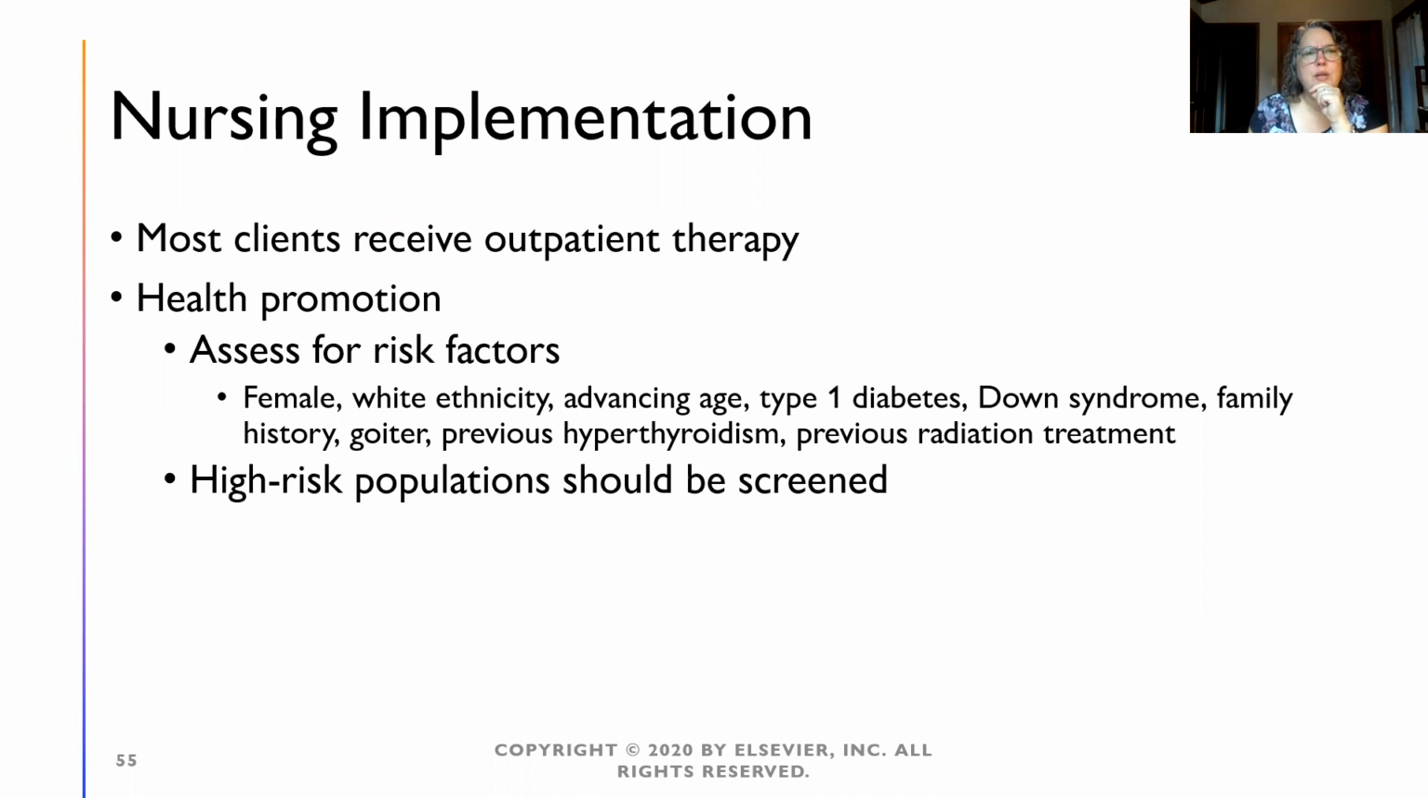So health promotion, we're going to be assessing for risk factors. Risk factors include being female, white, advancing age, like I had said earlier, over 60 was a common trigger. Type 1 diabetic, people with Down syndrome, anybody with a family history of thyroid problems, not just hypothyroid, but maybe a history of Graves' disease or hyperthyroidism as well. A goiter is that enlargement of the thyroid gland. Previous hyperthyroidism and previous radiation treatment. High-risk populations should be screened on a regular basis for this particular problem.